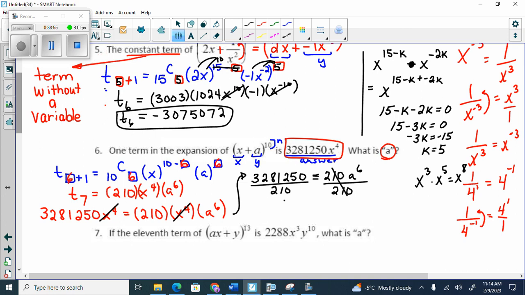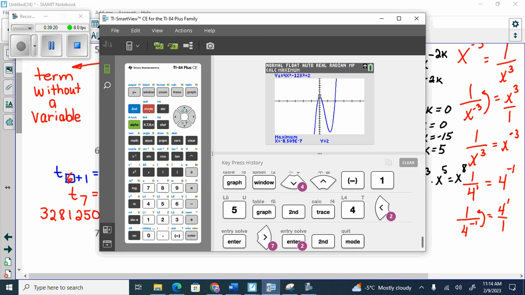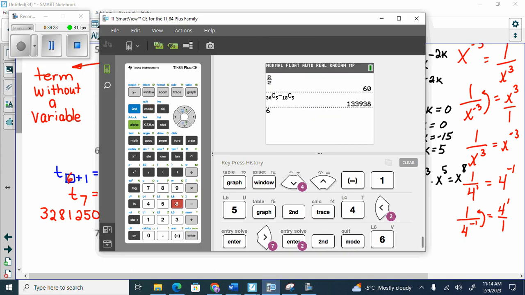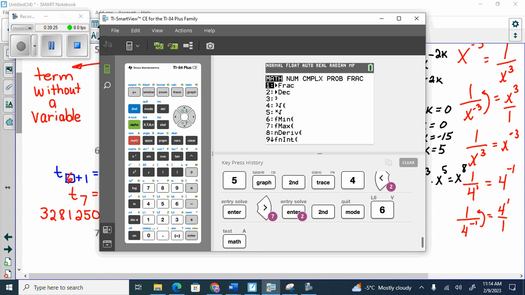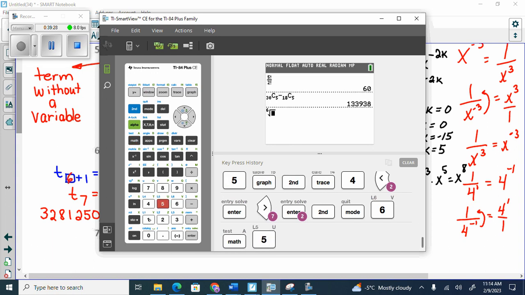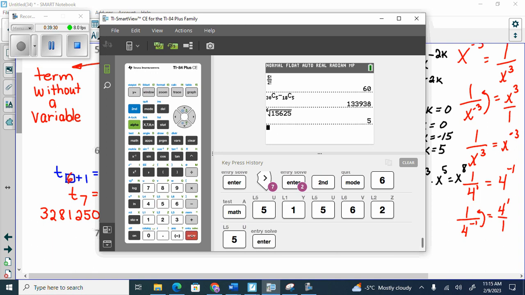And I get 15,625. Now, if it was a squared, I would do what? Very good. If it was a cubed, I would. So, can I six root something? Yeah. I absolutely can. So I can take the sixth root of this. So how do you do that? You go six, and then math, and you pick the one with the x, number 5. That's 5.